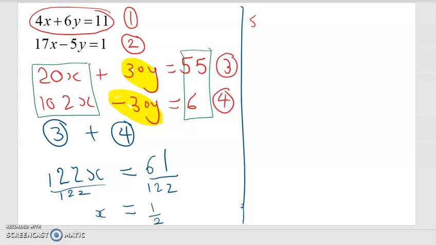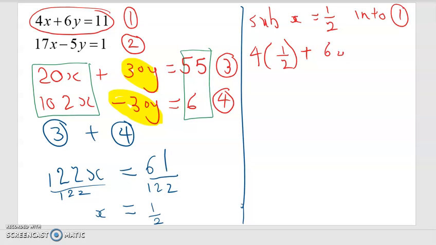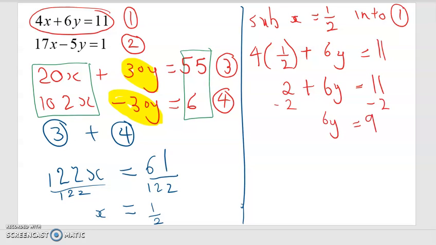So I'm going to sub x equals a half into 1. And when I do that, I'm going to get 4 lots of x, well, x is now a half, plus 6y equals 11. So a half times 4, well, that's 2. That's fairly easy arithmetic. Then I can minus the 2 onto the other side, so that'll give me 6y equals 9.